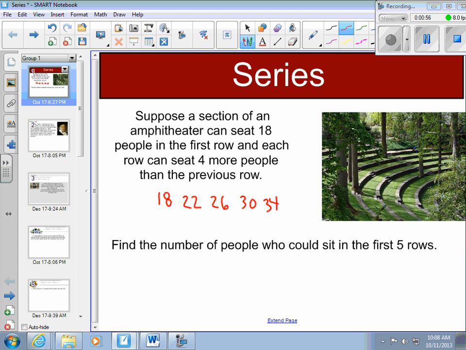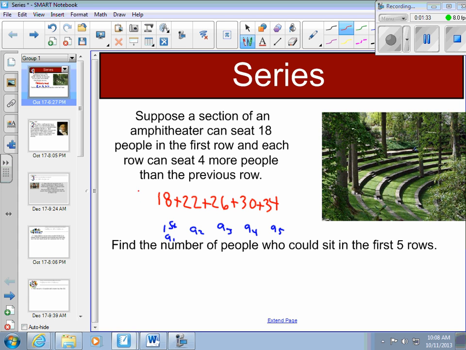So the next part of this problem says find the number of people who could sit in the first 5 rows. Well, the first 5 rows here would be 18, which we know is our first row, or a of 1. This would be our second row, or a of 2, a of 3, a of 4, and a of 5. So a series takes your numbers in a sequence, and if we want to find the total, or the people that could sit in these first 5 rows, we would find the sum of these 5 numbers. So we would add them up.